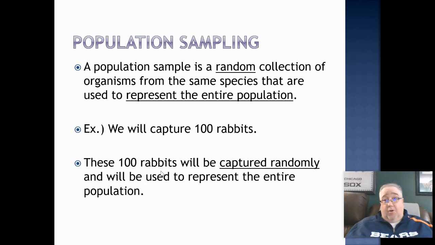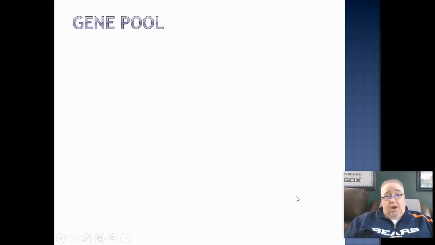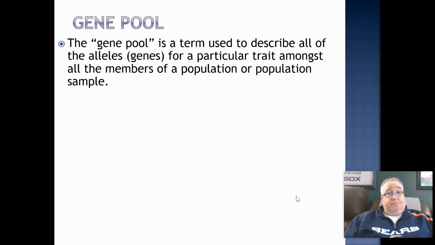But if that's all that we can manage, then that's all that we can manage. So we're going to use these 100 rabbits again to represent the whole population. Now, there's a term here, it's called the gene pool. Maybe you've heard of this term before, but you maybe don't know what it means.